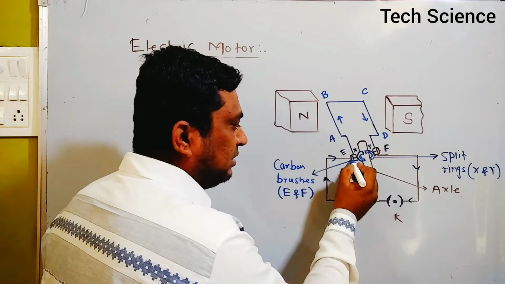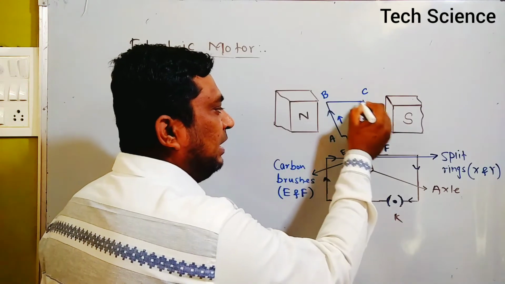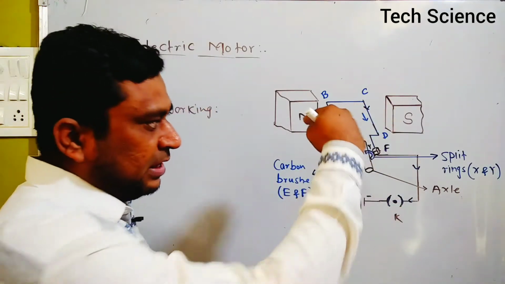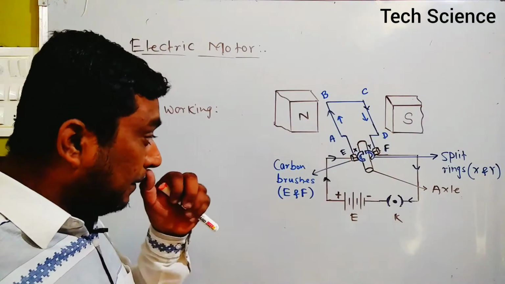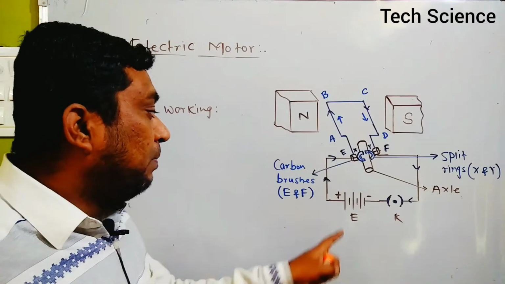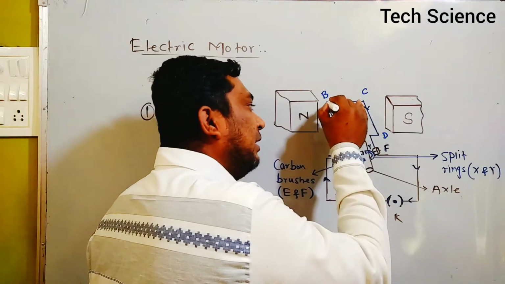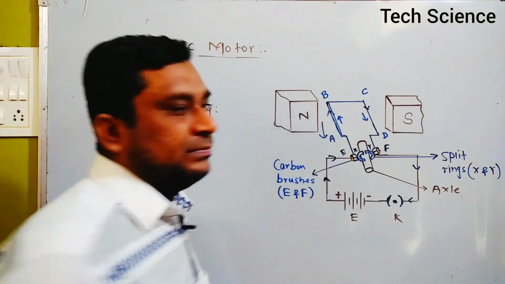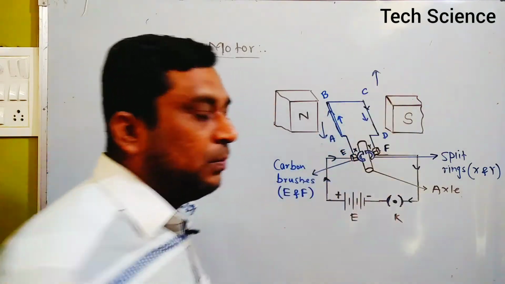So through the carbon brushes, it passes into the split ring, and then AB, then CD. It means that current flows in this direction. Am I right? Current flows inside. So now what happened here? After passing the current, the AB arm of this coil pushes downward, and CD is in the upward direction.